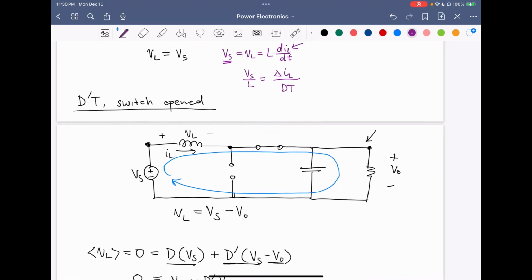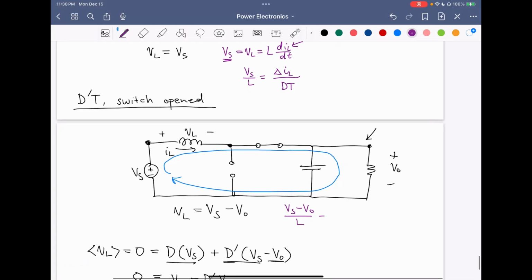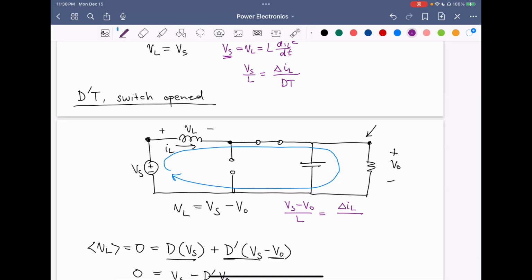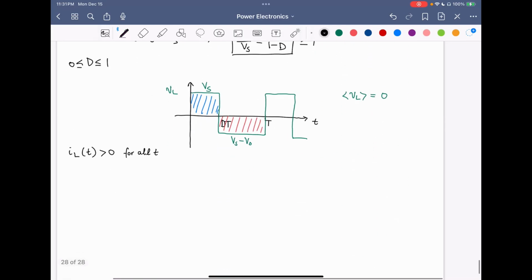Likewise, for the D'T interval, we have the inductor voltage as Vs minus Vo, divided by L, which is equal to the change in the inductor current over the D'T interval, which is our time duration. So these are our inductor current slopes. We have found that this is the slope. So in our waveform, we can draw that out.